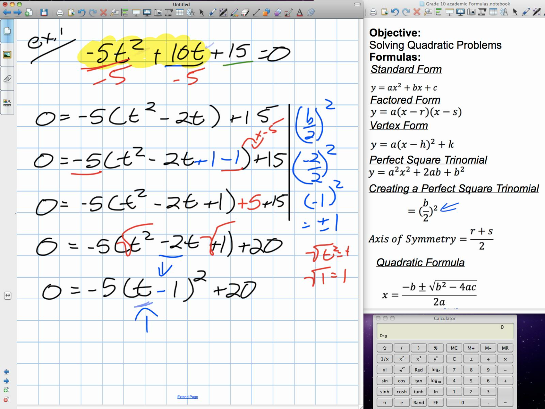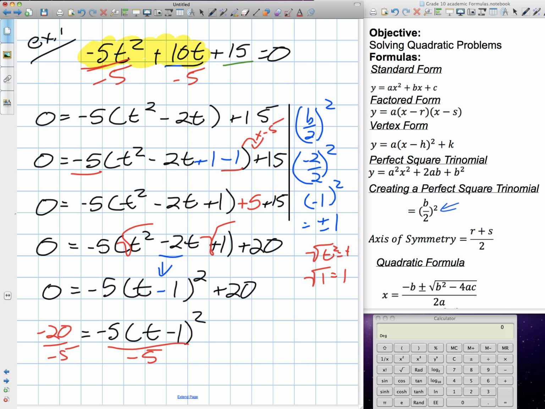So that positive 20 goes to the other side. It becomes -20 over there. All right? We get -20 is equal to -5 times (t minus 1) squared. Next, I move the -5 over. In order to do that, I have to divide both sides by -5. Why? You can't just move it over. That is just moving it over. The reason I divide is because, why?